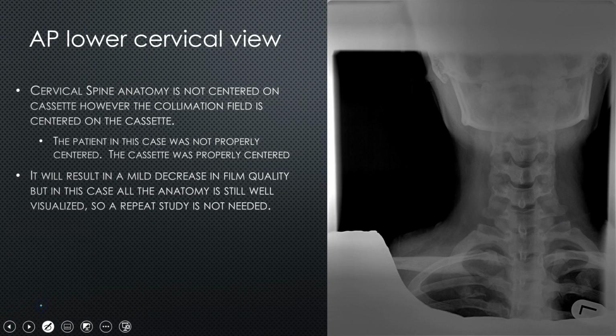I can assess the soft tissues, and nothing's been cut off. So as you can see, the patient was not properly centered. The cassette was properly centered. However, even though the patient was not centered, you do sacrifice a little bit of that film quality. The density is a little off, but we are seeing everything that we need. So a repeat study can be done. However, it's not necessary in this case.